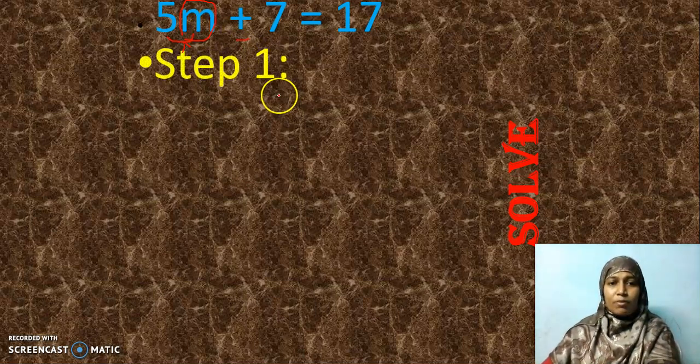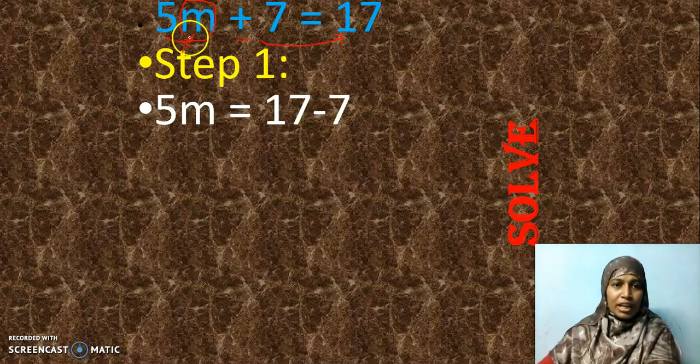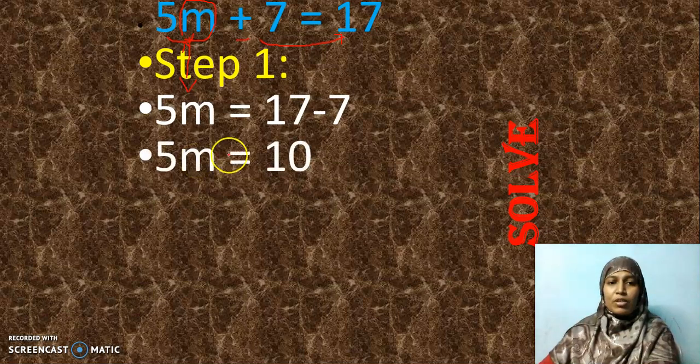Okay. So what is step 1? I have to transfer this plus 7 to this side. So how will it be? Minus 7. So 5m I have to write as it is. Okay, don't change it. This plus 7 has changed its position from left hand side to right hand side as minus 7. Okay, so what do I have? 5m is equal to 17 minus 7 is 10. Different sign, subtract and give the bigger number's sign.